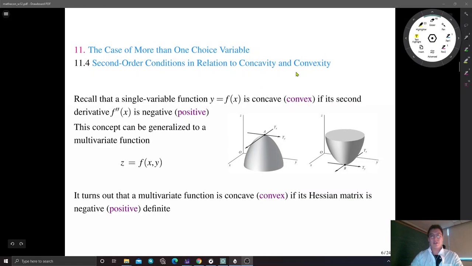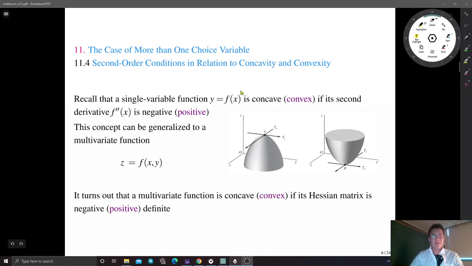So the notions of concavity and convexity are very important in the study of economics. If you continue to study economics in the future, you're going to encounter this notion several times. So we have to enhance our understanding of this notion. That is the main objective of this video.